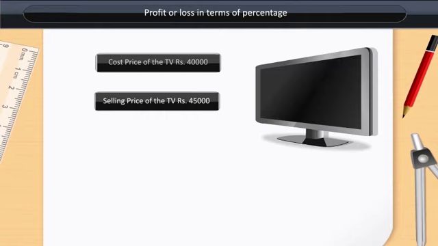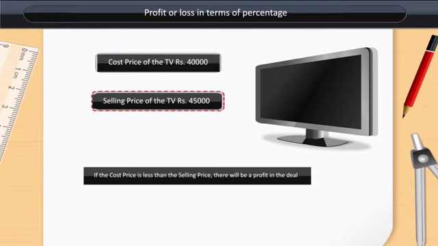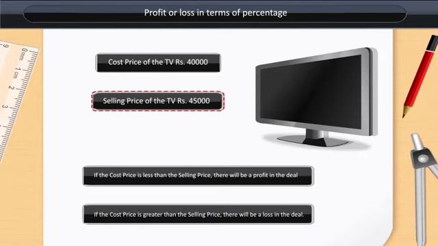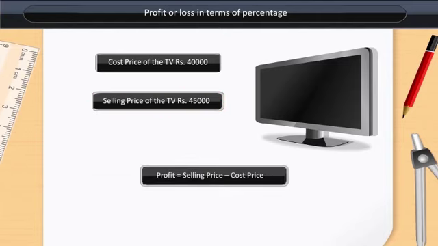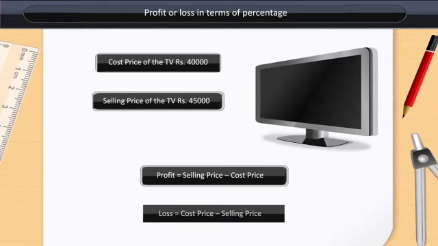Hence, cost price of the TV is ₹40,000. Selling price of the TV is ₹45,000. If the cost price is less than the selling price, there will be a profit in the deal. If the cost price is greater than the selling price, there will be a loss in the deal. Therefore, profit is equal to selling price minus cost price. Loss is equal to cost price minus selling price.